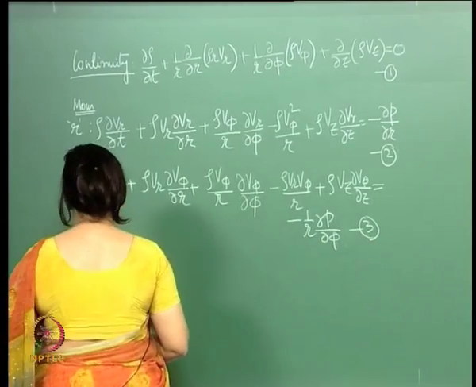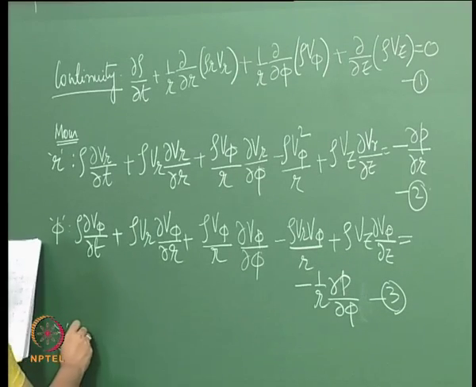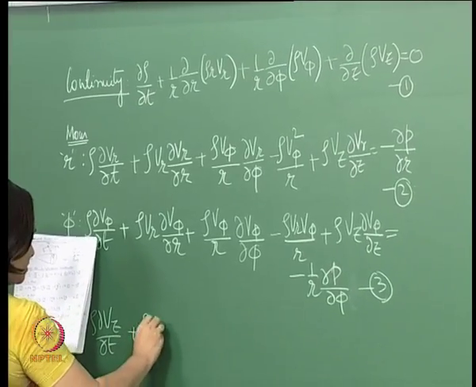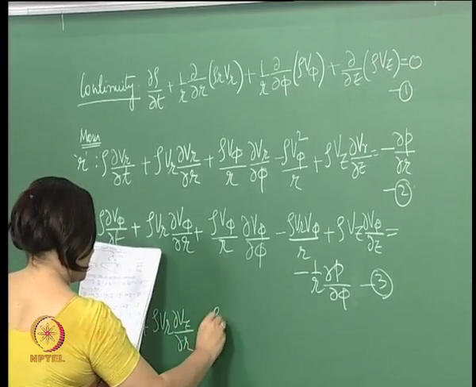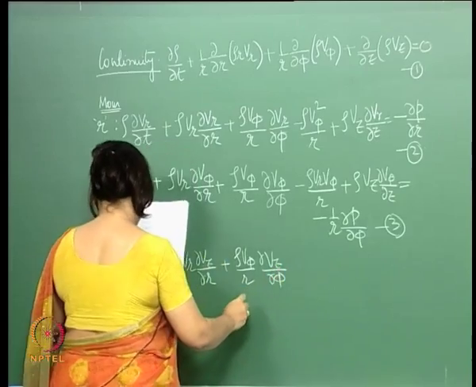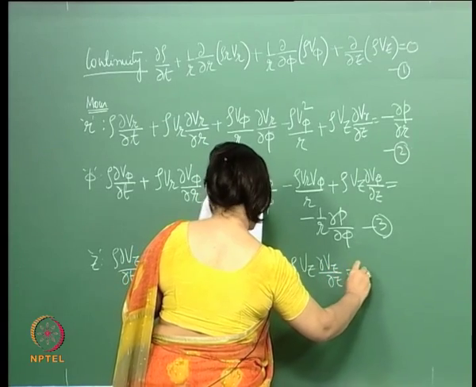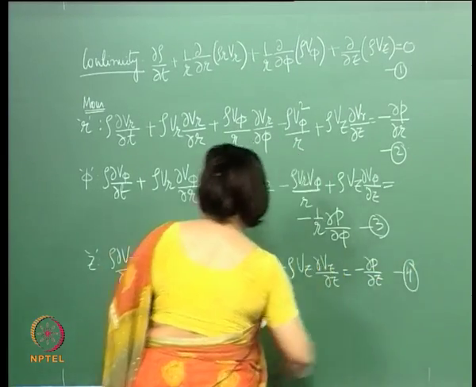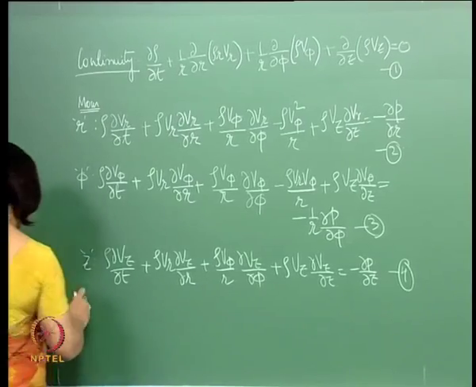Yeah, that is in the phi direction, and finally in the Z direction. Okay. So, these are the momentum in the r, phi and z direction, and the energy. Finally, the energy.